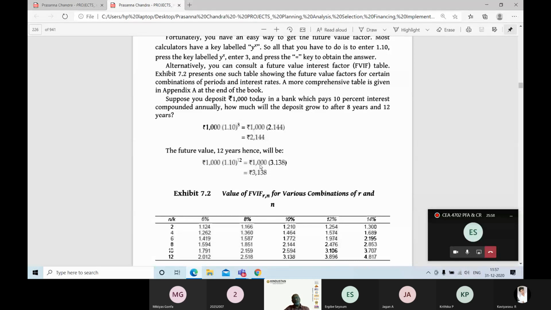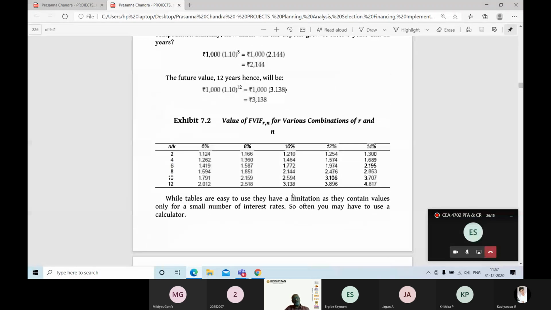Likewise for 12 years, 1.1 whole power 12, then 1,000 into 3.138, which comes to 3,138. So this is the exhibit table available, the FVIF, with interest rate and N. Both are needed for calculating from the table. N is the years, 2 to 12 years, and K is the interest rate, 6%, 8%, 10%, 12%, 14%.